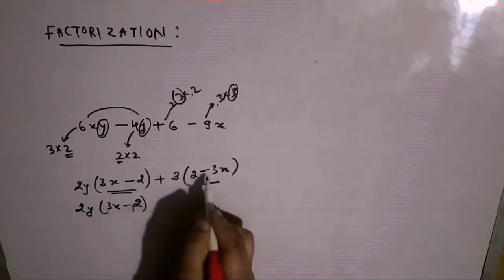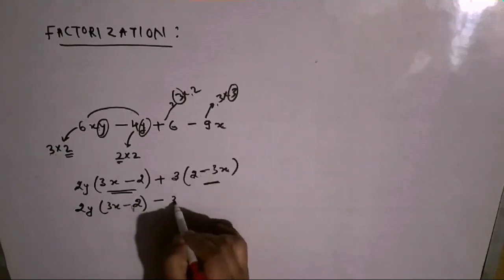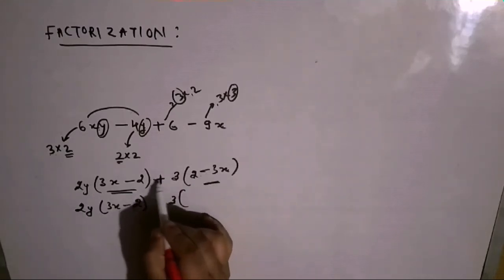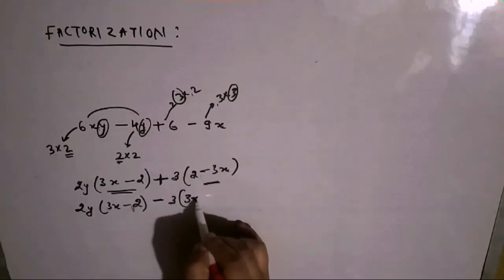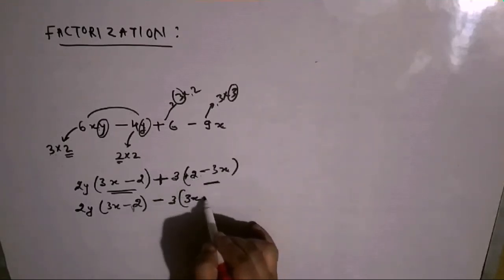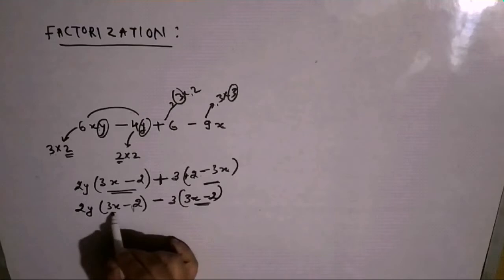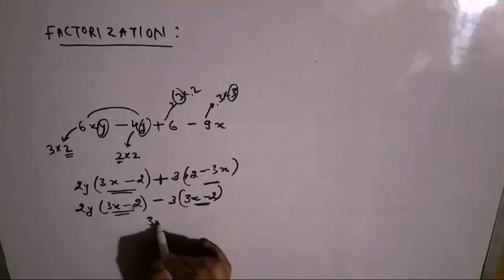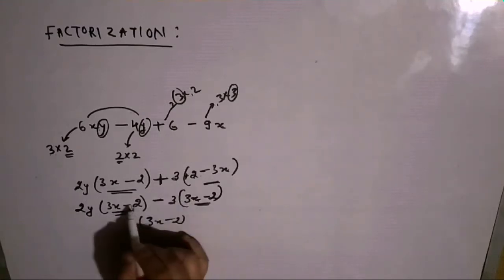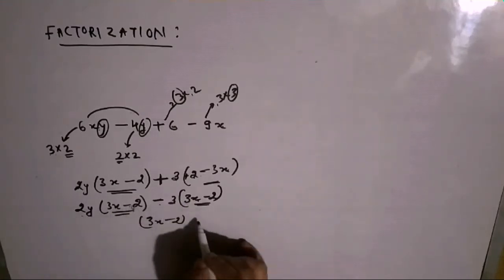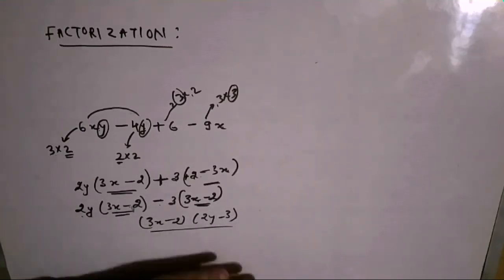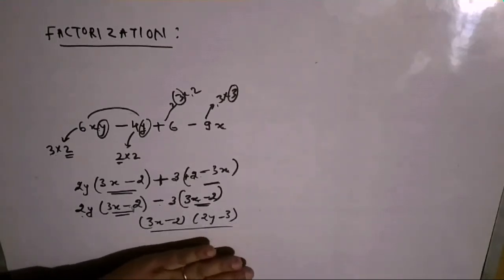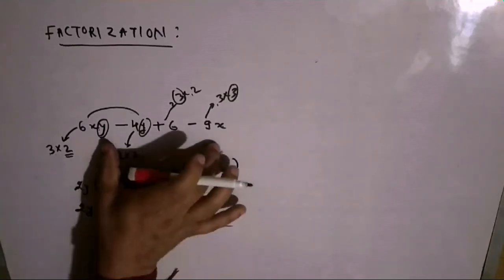So let us take minus sign out of this expression. I am taking in place of plus, I am taking minus here. So that minus 3x would become plus, and this plus 2 would become minus 2. Okay. So now these are the same. So now you can take 3x minus 2 common out of these two expressions. Only 2y minus 3 would remain, 2y minus 3. Again, this is the irreducible factor of this expression.